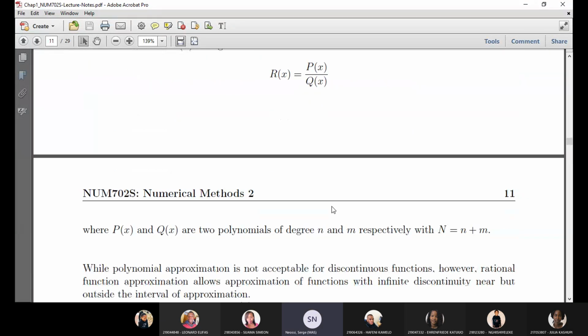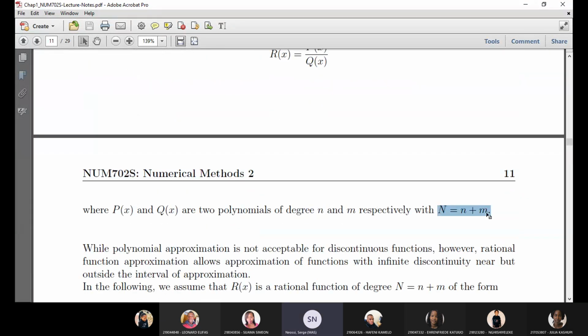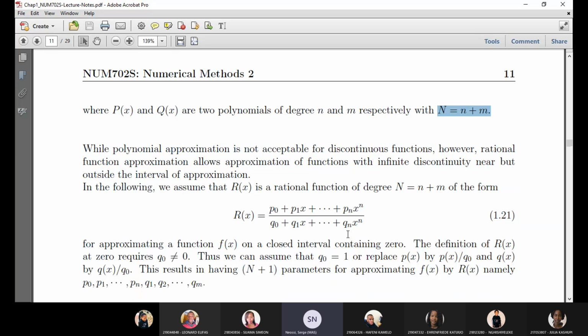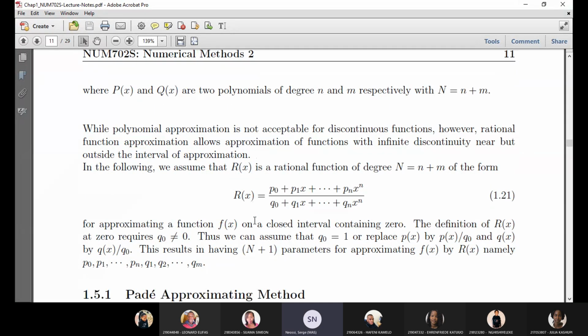So that is roughly the definition. I will not go into all this, but I will go straight to it. You can write a rational function in this form, given by equation 1.21. So that is the general form of a rational function.